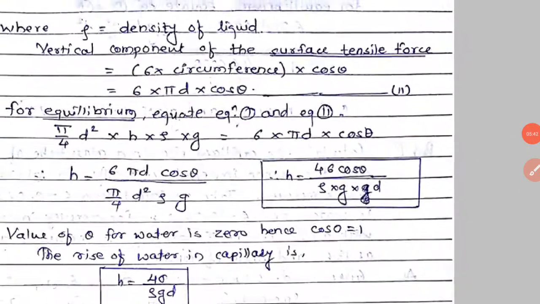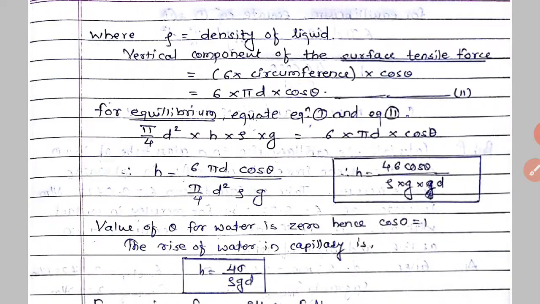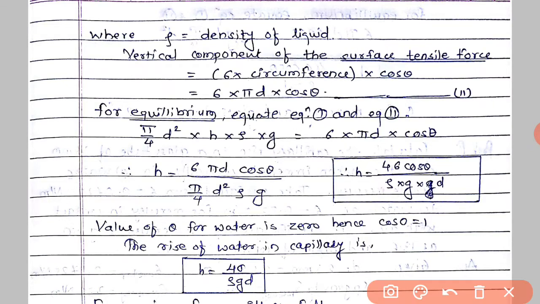So see here, the second component will be the vertical component of surface tension force, which will be σ into circumference into cos θ. Here cos θ is used because this is the component in the vertical direction. So σ will be surface tension, πd will be the circumference, and cos θ. This is equation number two.